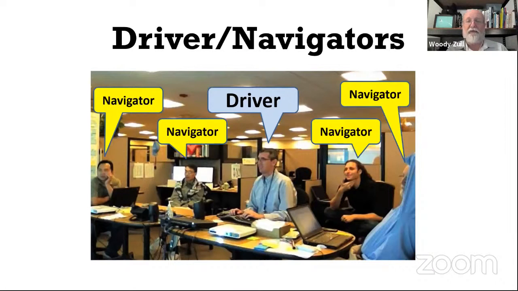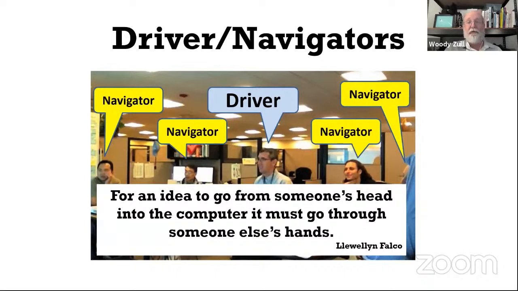We're programming as a team. The rest of us are talking about what we're doing and what we should do next. And the person at the keyboard is putting that into the computer. So it's a very interactive or dynamic thing. It's not us just watching as somebody types. It goes rather quickly. We use this idea I got from Zuill and Falco. For an idea to go from someone's head into the computer, it must go through someone else's hands. This was a fundamental thing that worked extremely well for us. And you're going to learn more about that as we go.